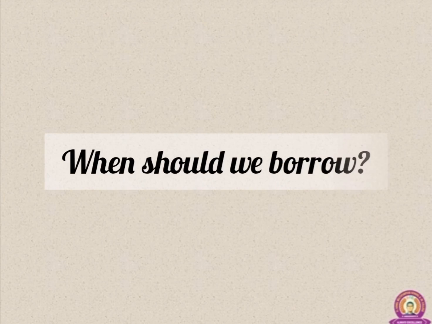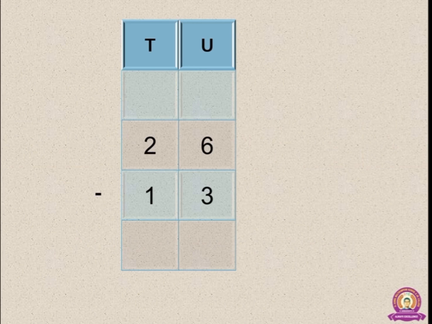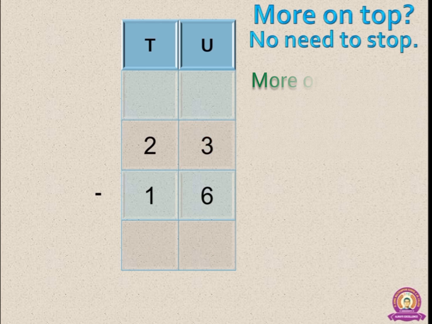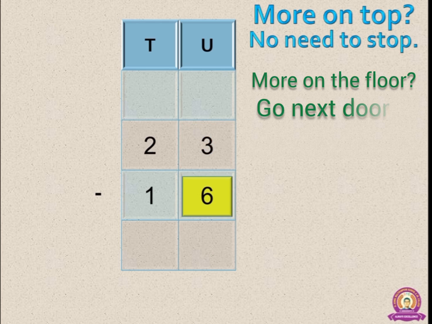Before we move forward to the next example, let me teach you a poem which will help you to understand when to borrow from the neighboring number. More on top, no need to stop. When the number on the top is more than the number below, you may continue subtracting without borrowing. More on the floor, go next door and borrow 10 more.